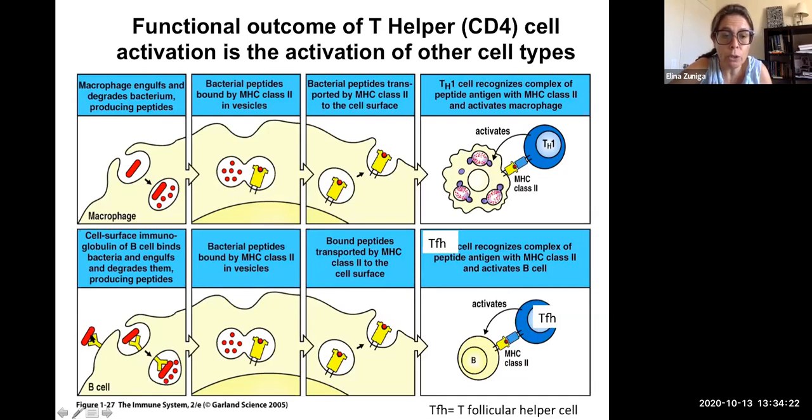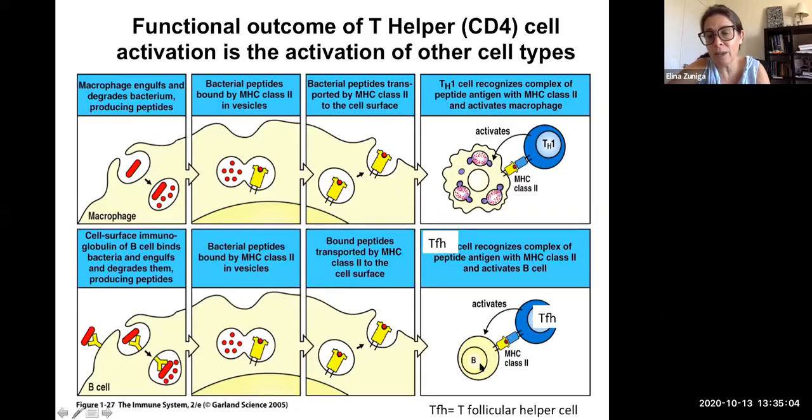And after recognition, one of the outcomes of this recognition is that the complex, the BCR and the bacteria, are engulfed by the B cells. And now these bacterial peptides will be presented in MHC class II molecules on the surface of these B cells. And the CD4 T cells, remember, have the TCR that recognizes their specific antigen in MHC class II molecules, and these TFH CD4 T cells will now know which B cells they need to help: the B cells presenting their specific antigen in the context of MHC class II molecules.